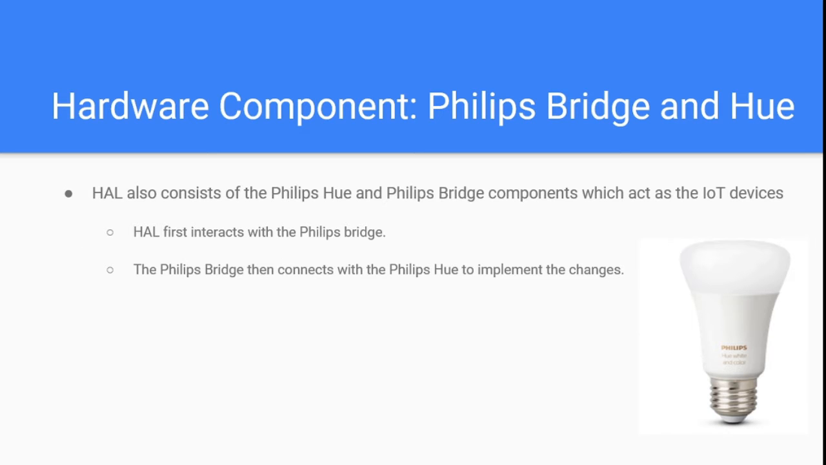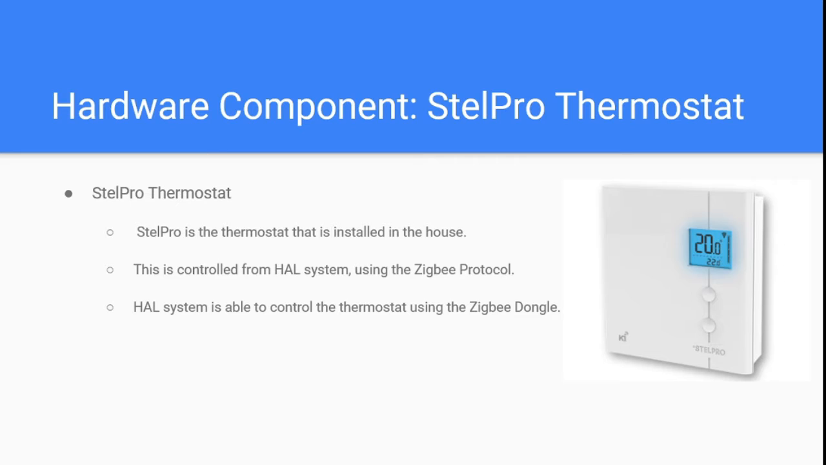The Philips bridge and the Philips Hue are a part of our project. The Philips bridge controls the Philips Hue. The Philips bridge is controlled with the help of the Raspberry Pi using the web interface. The Stelpro thermostat is the main thermostat installed in the house. This is controlled by our system using the Zigbee protocol.